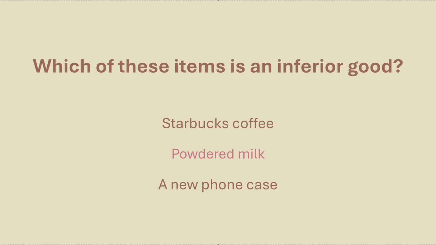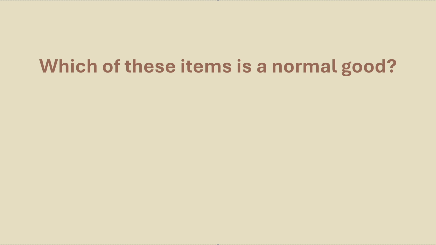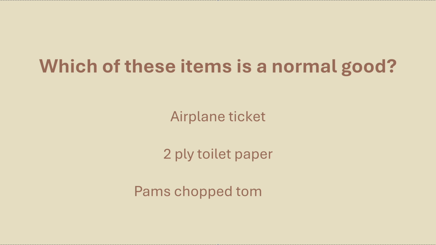The answer is powdered milk. It's something that people tend to buy less of if they have more money. They would buy fresh milk instead. Which of these items is a normal good? An aeroplane ticket, 2-ply toilet paper, or Pam's chopped tomatoes?